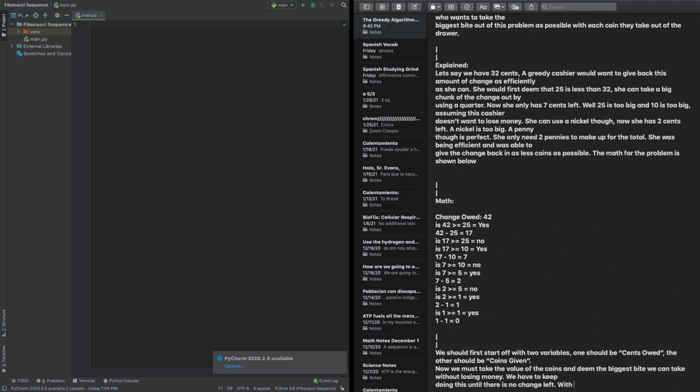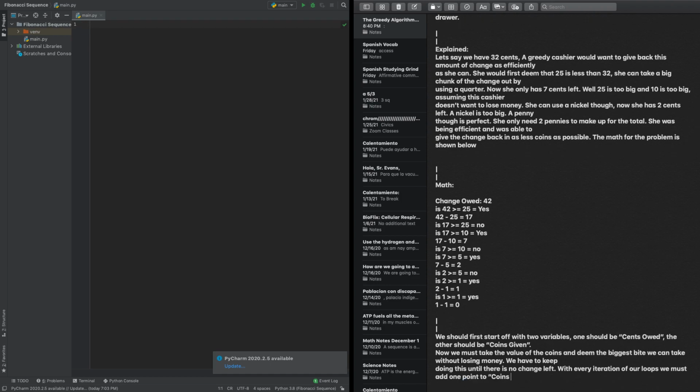So again, we can't have negative money because the store owners are going to get angry at us. So back to 42 cents, right? 25 cents is less than 42. That's why we were able to take it, right? But then we have to keep on doing this with each coin and be like, is 42 greater than 25? And if it is, then subtract them.